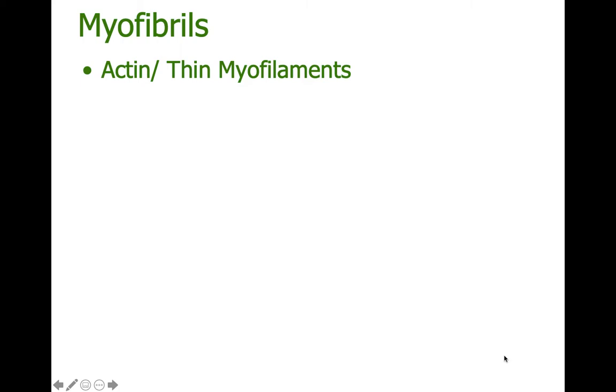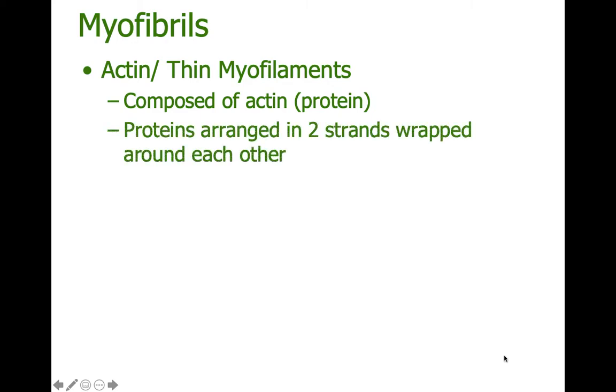So when we look at our myofibrils, we have our actin or our thin myofibrils. These are composed mainly of the protein actin. Virtually everything we're going to be talking about in this lecture refers back to some description of protein, some type of protein. These actin proteins are arranged in two strands that are wrapped around each other.